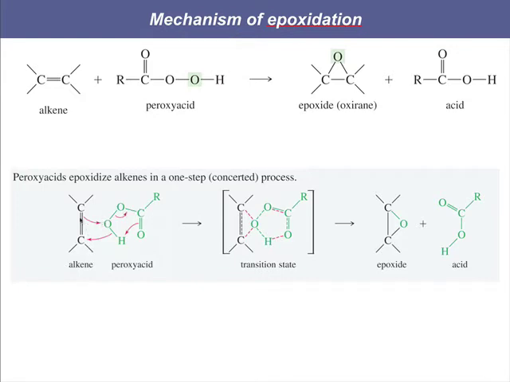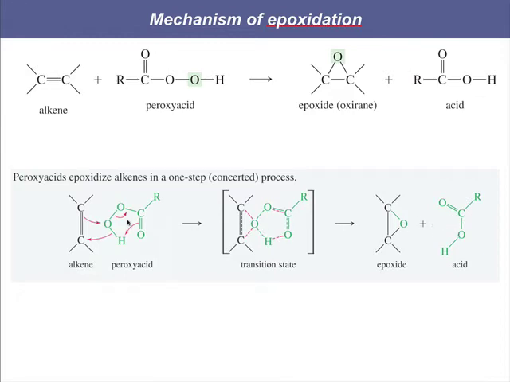There's 4 arrows here. 1, 2, 3, 4. And since it's happening in one step, all the bonds are being broken and formed simultaneously. We get this cool looking transition state. Therefore, we get our epoxide, and what's left is a regular acid.